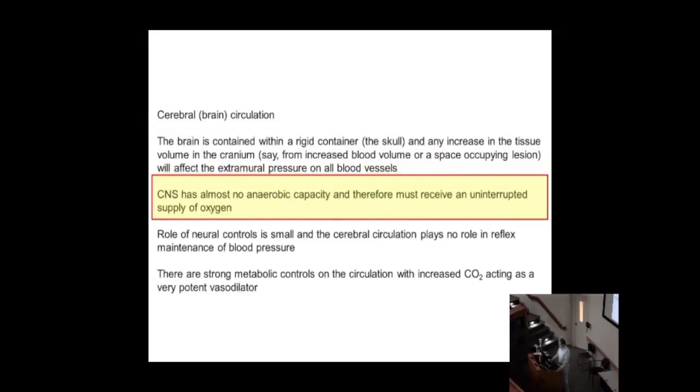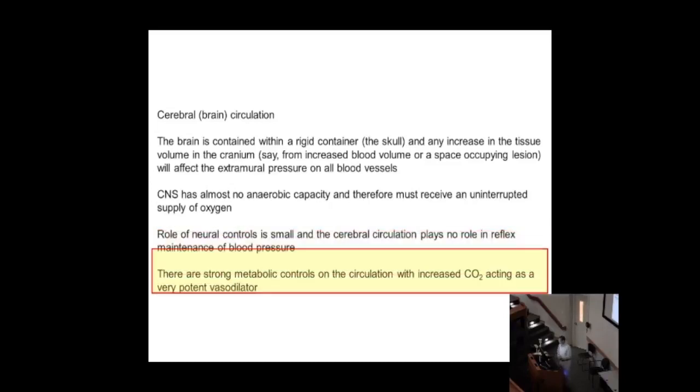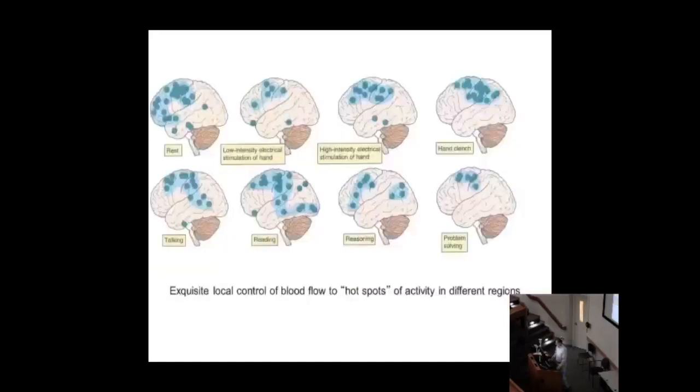So similar to the heart, it has to receive oxygen, and it does. They don't obviously participate in maintaining mean arterial pressure. You're basically maintaining mean arterial pressure to keep the oxygen flowing to the brain. You don't want to vasoconstrict the vein. So they really don't participate in sympathetic responses. And instead, there are very strong metabolic controls, okay? Increased carbon dioxide acts as a very potent vasodilator in your brain. And the control is really exquisite.